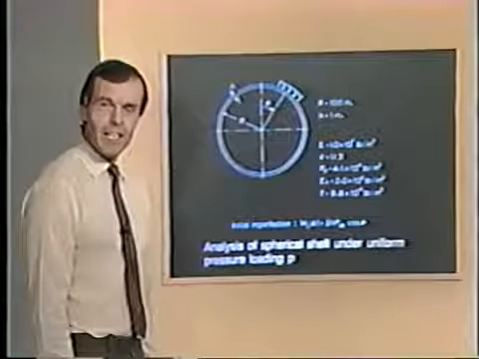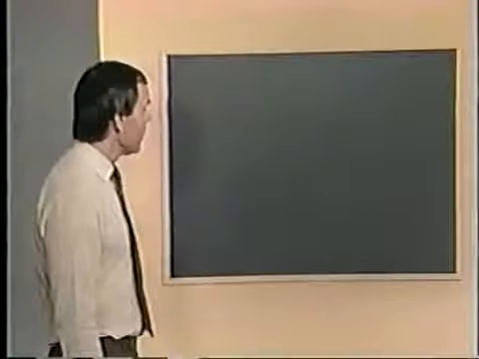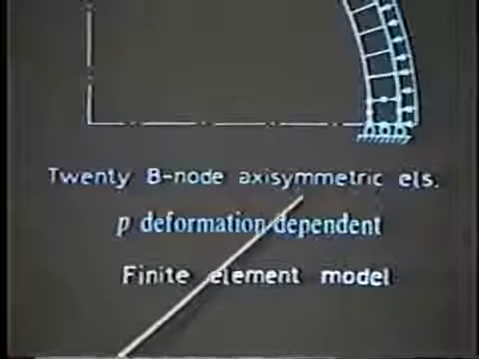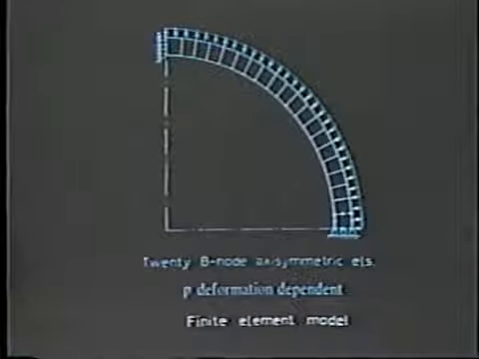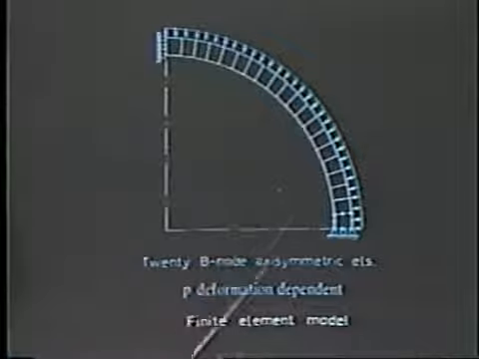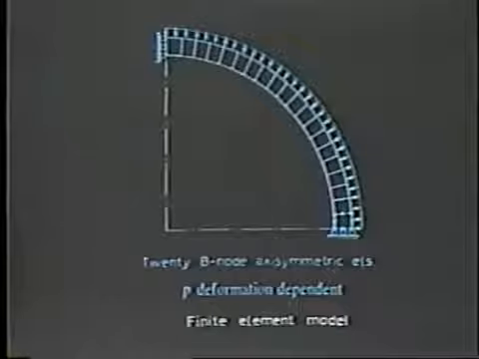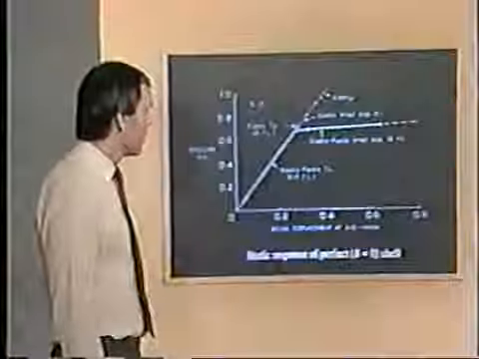First we will consider a static analysis of the shell and then the dynamic analysis of the shell. On the next slide now you see the model that was used for the analysis of the shell. 28 node elements, axisymmetric elements, subjected to the pressure loading, and we are modeling the pressure loading as deformation dependent loading. That means that as the shell deforms, the pressure will remain perpendicular to the shell surface to which it is applied. On the next slide now, we show the first analysis results.